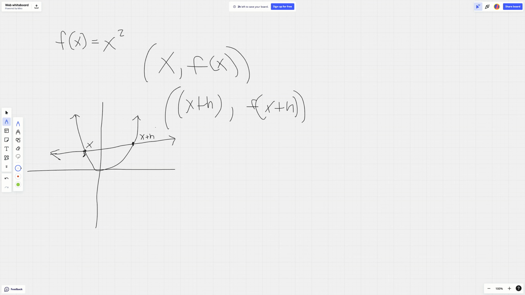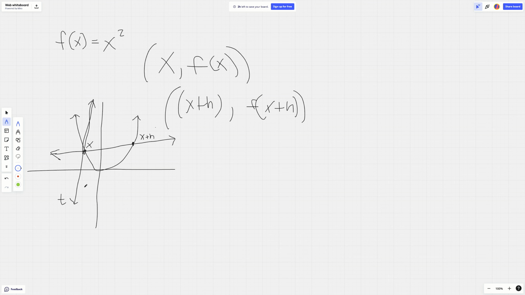So I'm going to have a tangent line that's going to intersect this graph at the x value, coordinate point x. Okay, I'm just going to call this tangent line t. Okay, so as you can see, we have a secant line right here.